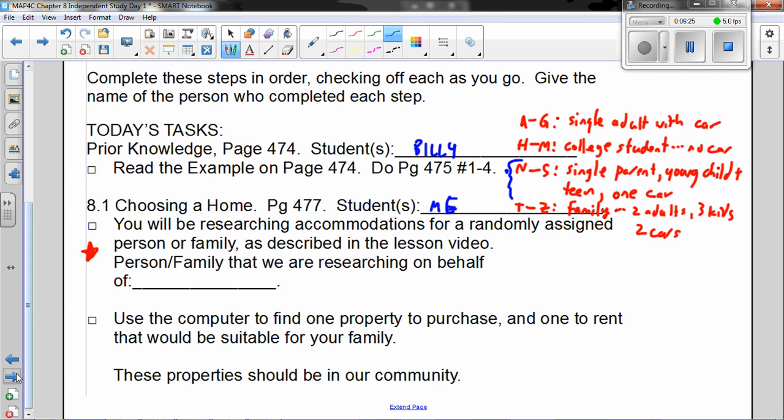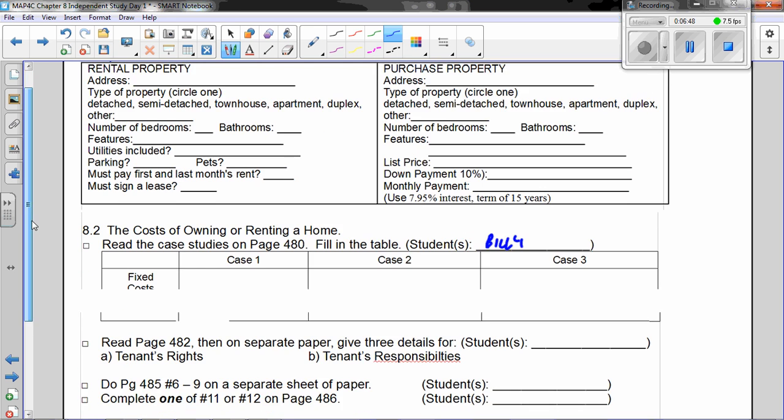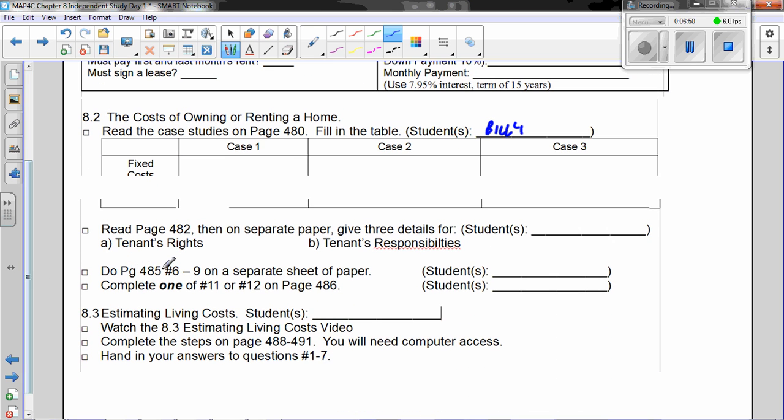So the idea is, with that family in mind, or that living situation in mind, you go to the internet and you find some places for rent or places to purchase, and you fill this out. And then someone else, maybe in your group, whoever knows, maybe Billy or maybe this is me, fills in these case studies, and you just keep working. And you have to keep at it because it is a bunch of work. This is done on a separate piece of paper.